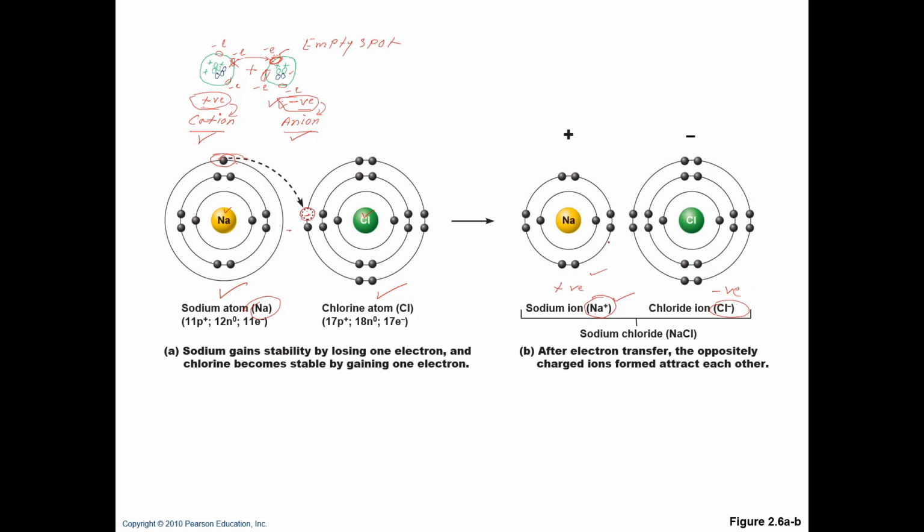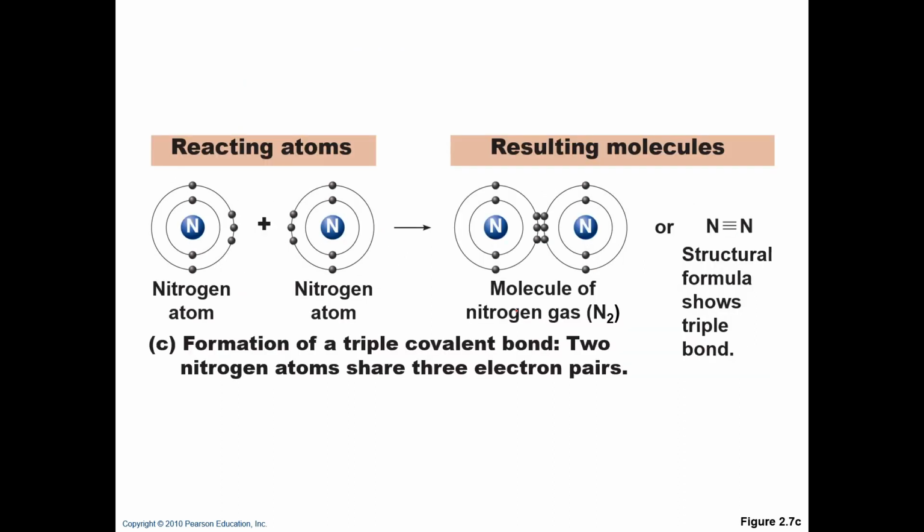will attract each other to form what? Sodium chloride, the salt molecule. You all know that. Okay, so this is called the ionic bond here between plus and minus. Okay, another type of bond between the atoms is called the covalent bond. This covalent bond is the strongest bond in the body.